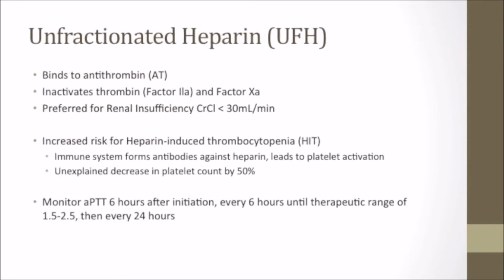First, we'll talk about unfractionated heparin. This drug binds to antithrombin, which inactivates thrombin, factor 2A, and factor 10A. Unfractionated heparin is preferred for renal insufficiency. These patients have a creatinine clearance that is less than 30 milliliters per minute. When using unfractionated heparin, some patients are at an increased risk for heparin-induced thrombocytopenia.